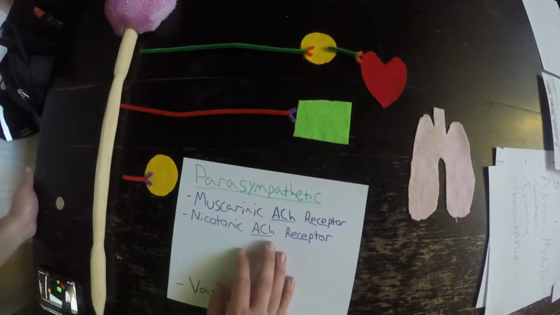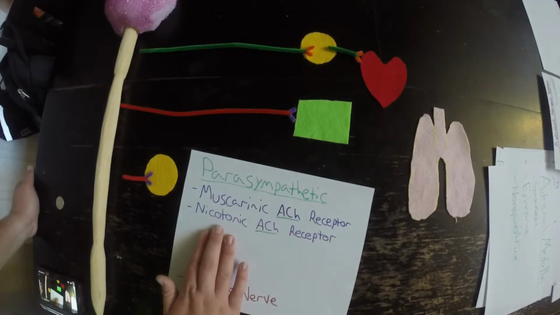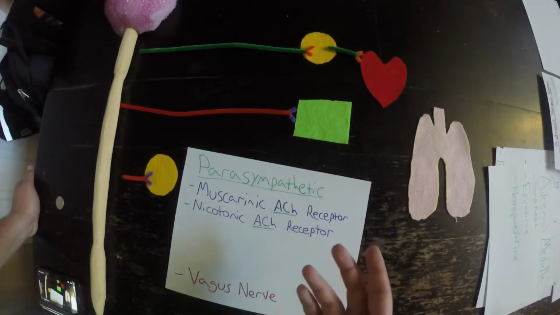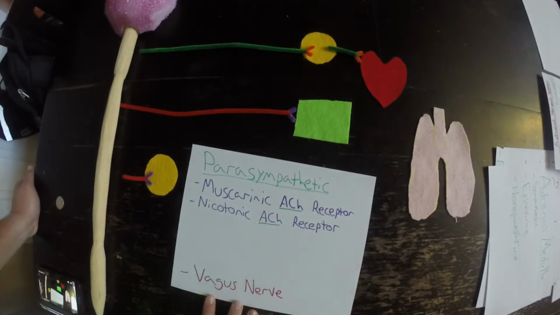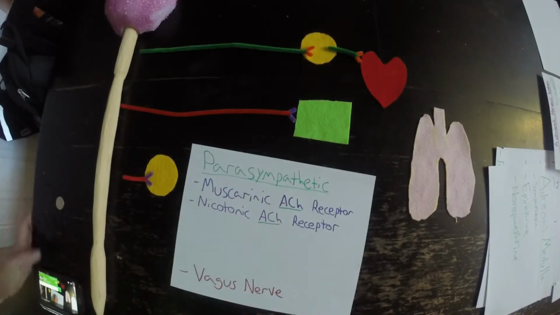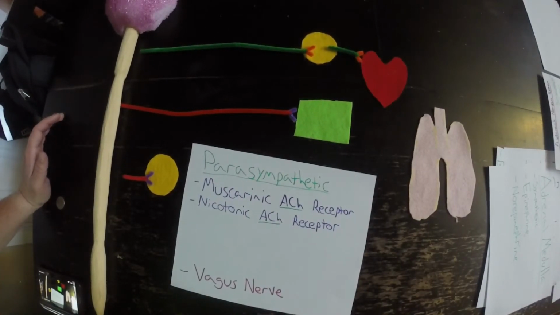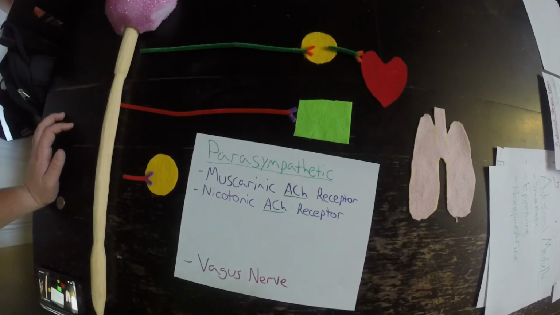For the parasympathetic division, there are two different receptors: the muscarinic acetylcholine receptor and the nicotinic acetylcholine receptor. Both receptors need acetylcholine to be activated. And then there's the vagus nerve, which makes up about 75% of the parasympathetic division, and allows the parasympathetic division to go through most of the body to bring it back to homeostasis after the sympathetic division has done its job.